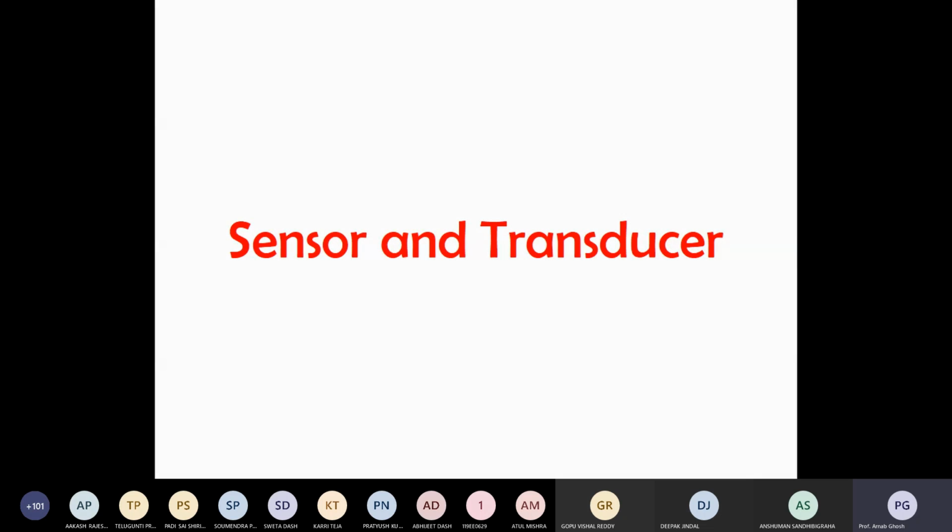Okay, so I think all of you are able to understand the motivations of this chapter. In this chapter we are much more focused on the operations of different types of transducers and sensors, and different examples of them.